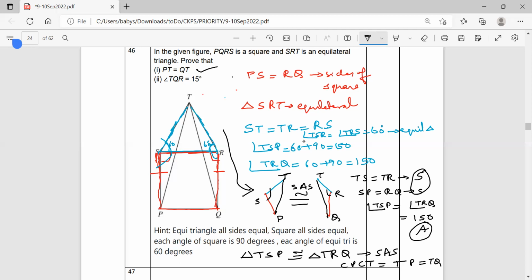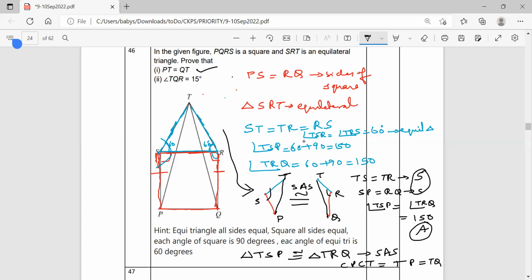Next is angle TQR is 15 degrees, TQR. Okay, so this is important. It's angle T, Q, and R. Now, if you look closely, actually triangle TQR will be isosceles. Why is it isosceles? See, if you look at the sides of a square, all the four sides are equal.